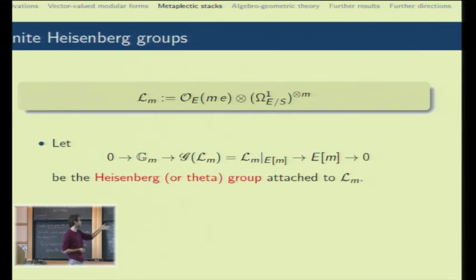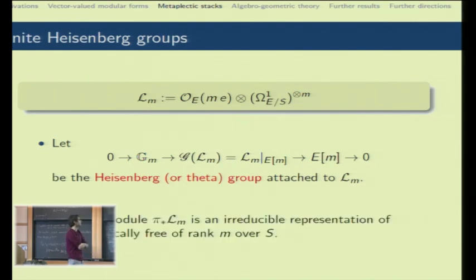And you can form a commutator form of this group and it will correspond to the Weil pairing. And all these facts are worked out by Mumford and other people. Okay, now what happens is that if you push forward your sheaf, you actually get an irreducible representation of rank m of your Heisenberg group. And that's really the algebraic theory of theta functions.